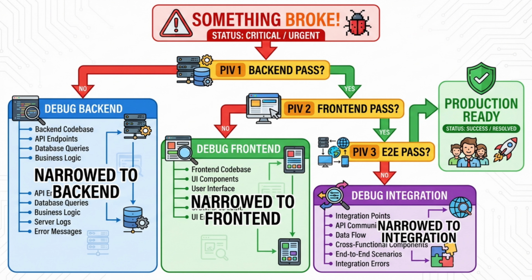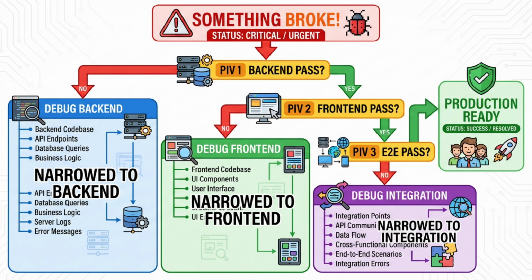What happens when something breaks? This is where the pattern proves its value. If piv1 passes, but piv2 fails, the bug is in the front end. You don't debug the back end. If both layer tests pass, but E2E fails, the bug is in the integration. Check API contracts, check data formats, check network configuration.